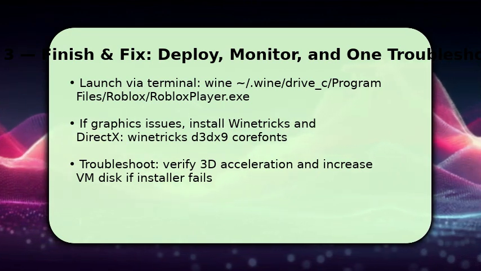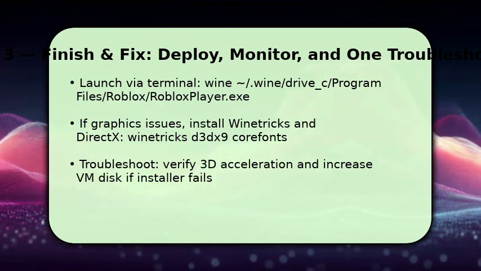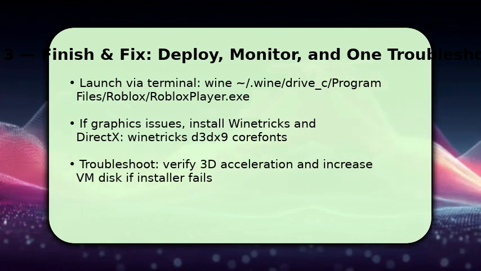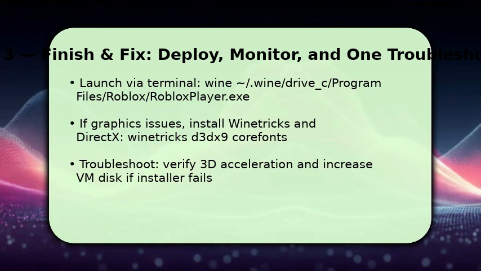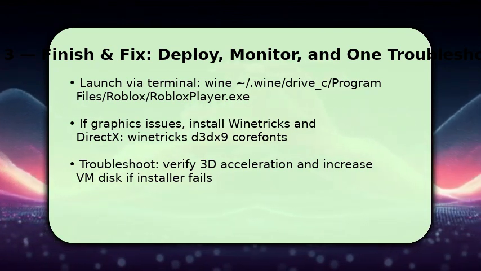Make sure 3D acceleration is enabled in your Chromebook settings and that your container has sufficient RAM and disk space. Increasing the Linux VM allocation can solve crashes. If installation fails, reinstall Wine, check logs, and retry after rebooting the container.